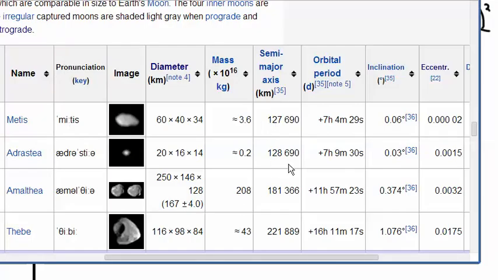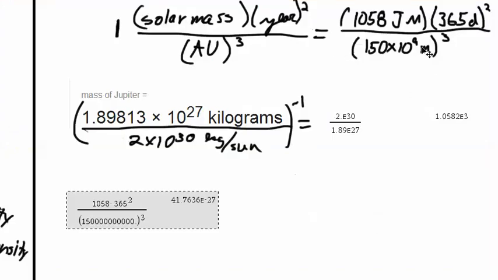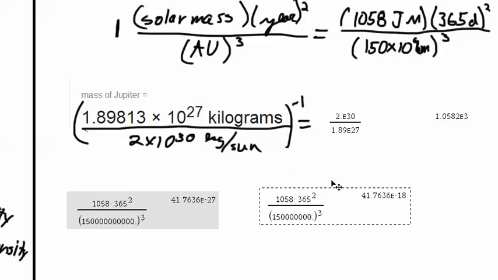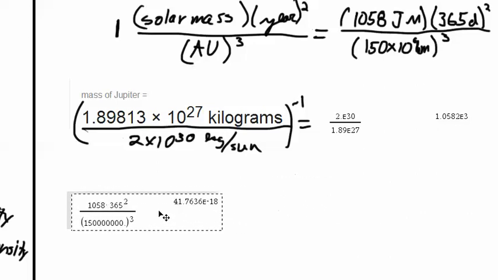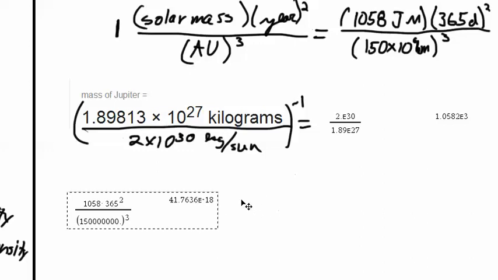Wikipedia gives the moons of Jupiter's semi-major axis in kilometers. So instead of using kilometers, let's change this to meters. So it'll be 150 times 10 to the 6th kilometers. The change in the distance went down by a factor of 1,000, and the change in the effect goes back down by a factor of 1 billion.